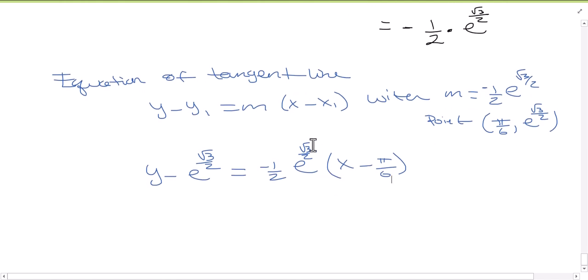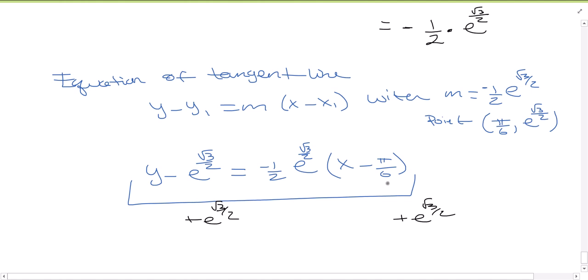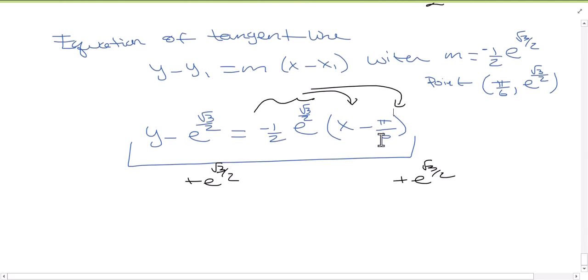And for a quiz or a test, this will be perfectly acceptable. This is not an easy thing to simplify, but in the homework you may have to move the e to the root 3 over 2 to the other side. So add e to the root 3 over 2 to both sides, and we're going to distribute this in as well. So we'll combine some steps in here.